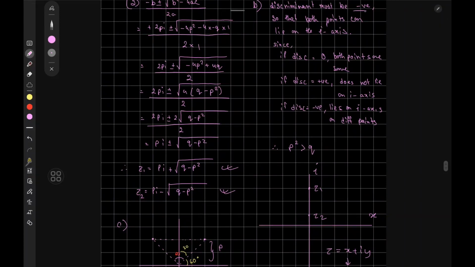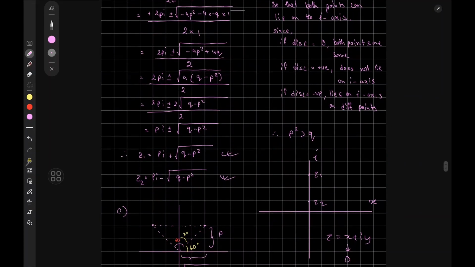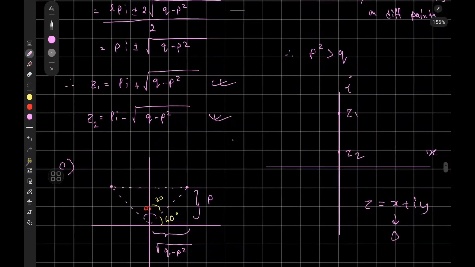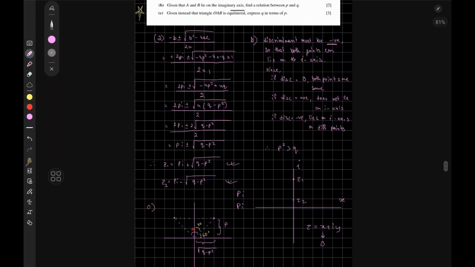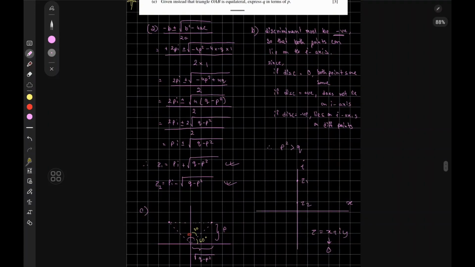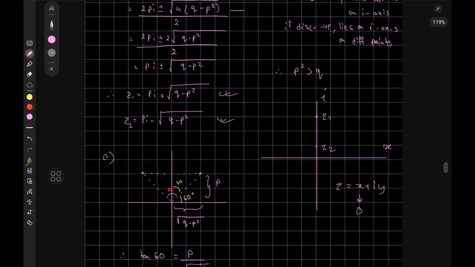Has to be negative. So let's analyze for all the situations. If the discriminant is 0, what happens then? Both points are going to be the same. Why? Because pi plus root over 0, meaning 0, and pi minus root over 0, or minus 0, is the same as pi and pi. So z1 and z2 are not different. So this does not stand.